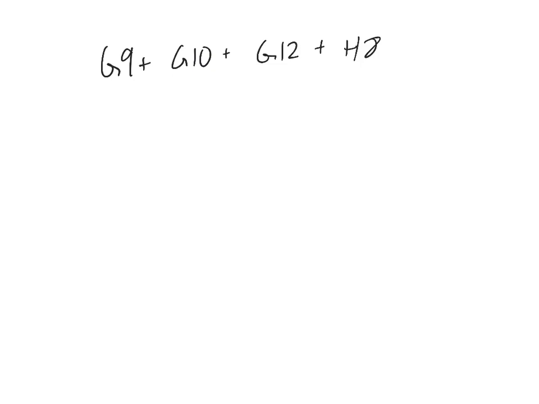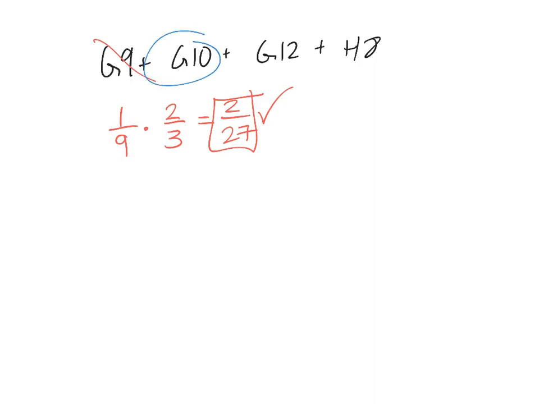So G9 is just questions like 1/9 times 2/3, and you multiply straight across. 1 times 2 is 2. 9 times 3 is 27. So that's your answer. Done. So that's G9. Now, G10, you have mixed numbers like 3 1/2 times 5 3/7.